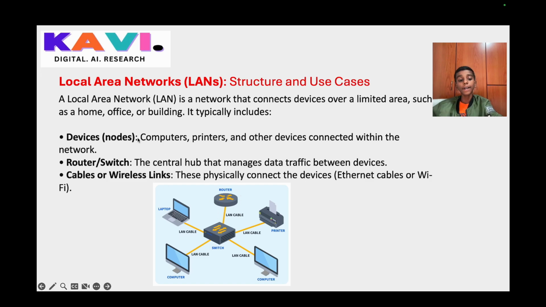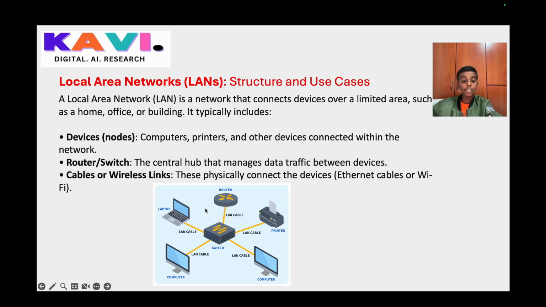So the devices can be computers, printers, and other devices connected within the network. The router is the central hub that manages data traffic between devices. And the cable or wireless links, which are the LAN cables labeled here. These physically connect to the devices using an Ethernet cable or Wi-Fi.